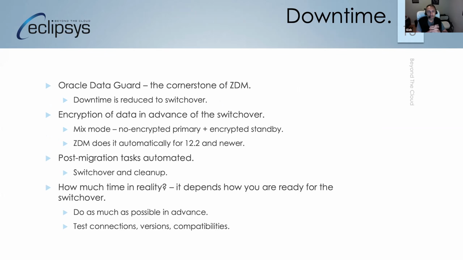A couple of words about how it can reduce downtime. As we discussed, you probably realize that Oracle Data Guard is the cornerstone of ZDM. And your downtime for the database is your switchover, and potentially the data patch running after switchover if you have a different patch level. In an ideal situation, when you have exactly the same patch level, it is just a switchover between two databases. Primary and standby role transition will take place in maybe less than a minute. Encryption of data is done in advance of the switchover. It means your Data Guard is running in mixed mode, for example non-encrypted primary database and encrypted standby, and after switchover, your data will be already encrypted.